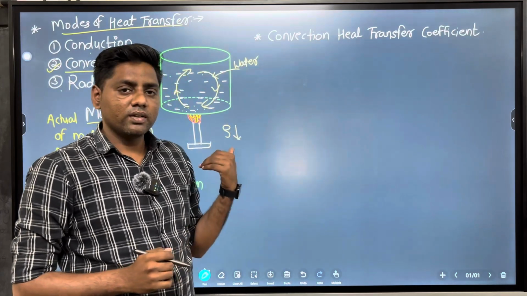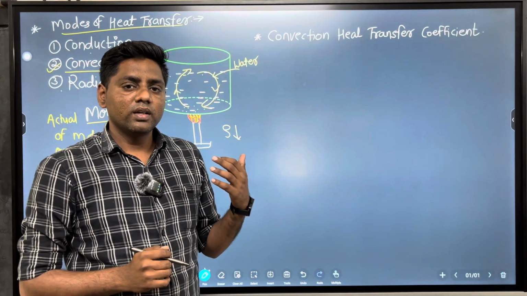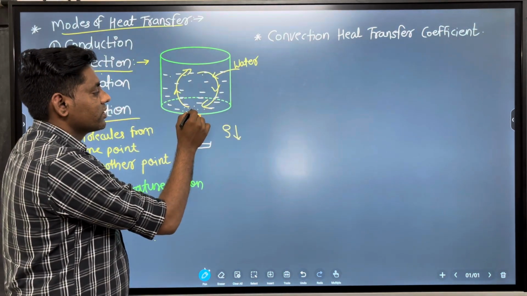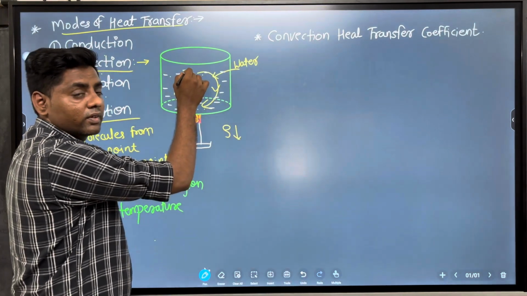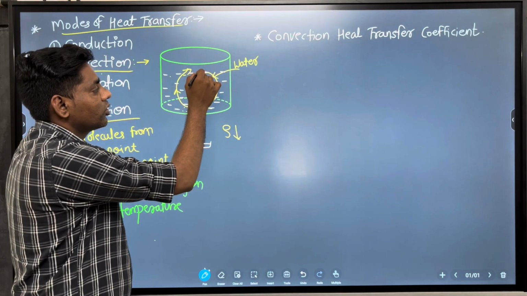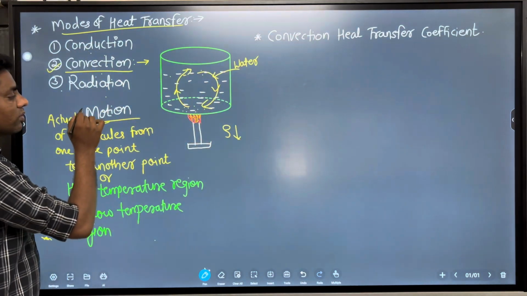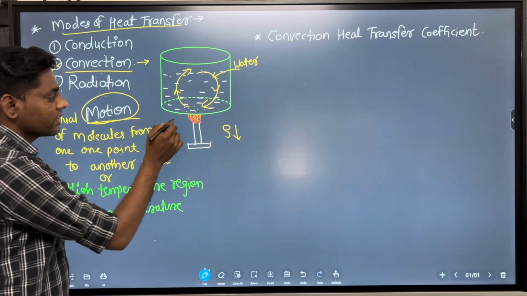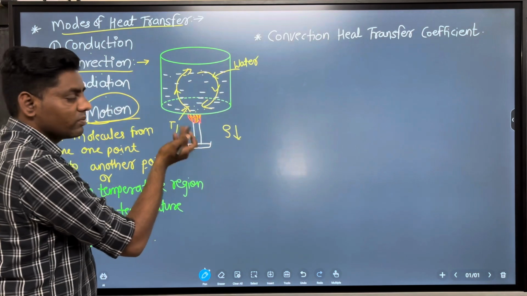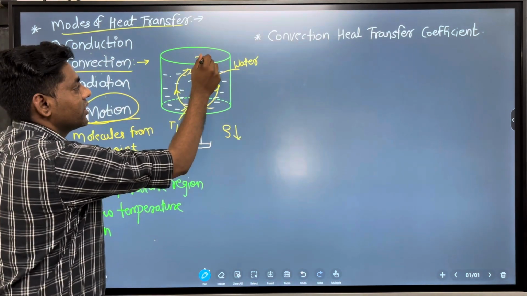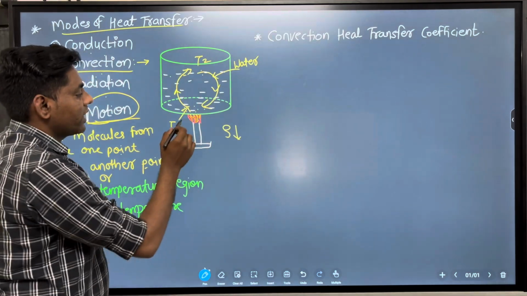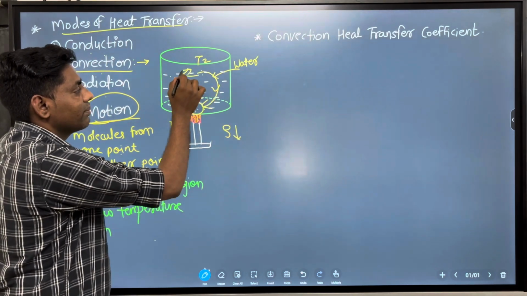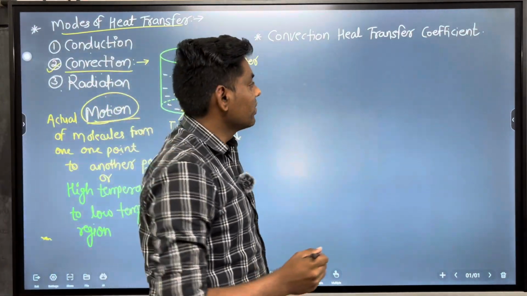In such a way that convectional current is set up. So now we can say that the lighter molecules are going from bottom to top and heavier molecules are moving from top to bottom, meaning the actual motion of molecules from one point to another point. We can say that at the bottom the temperature is maximum, we consider that T1, and at the top the temperature is minimum, we consider that T2. So the water molecules are moving from the higher temperature region to the lower temperature region. So we can derive the formula.